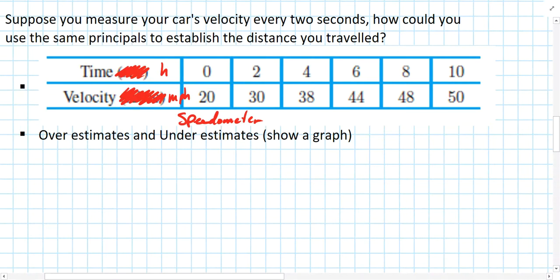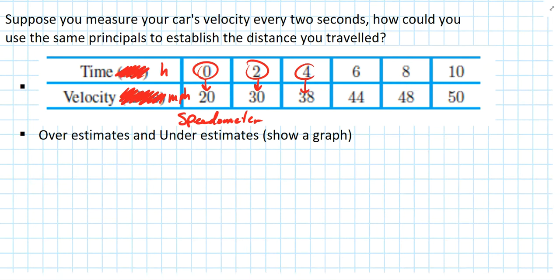And so if you had a friend in the car, you could essentially look at your speedometer and call out the velocity at given time increments. So at time 0, your friend could ask for the velocity, and you can report 20 miles an hour. At time 2, you can report that you're traveling 30 miles an hour. At time 4, you're traveling at 38 miles per hour, and so on.